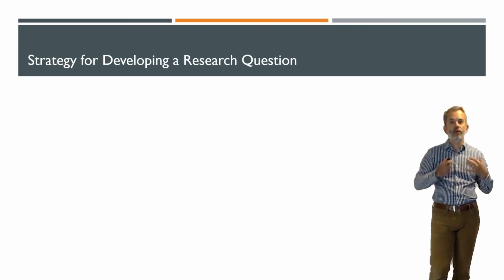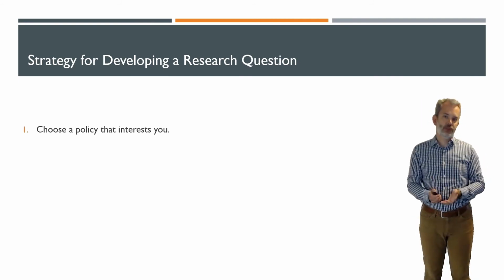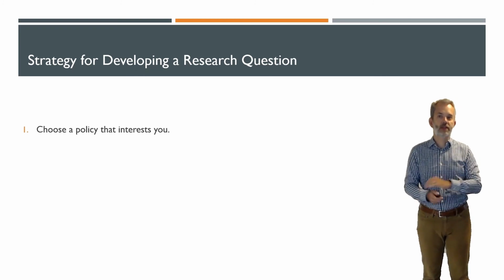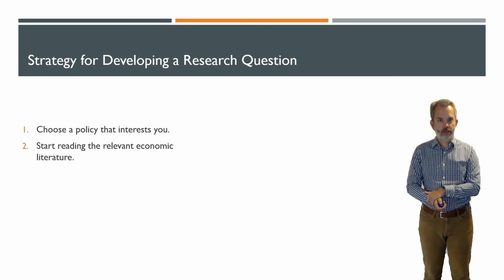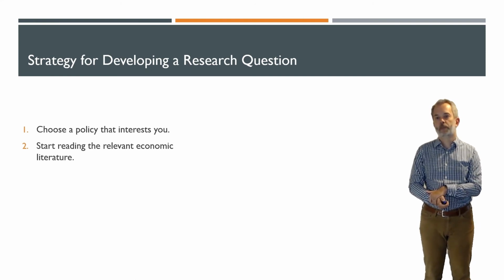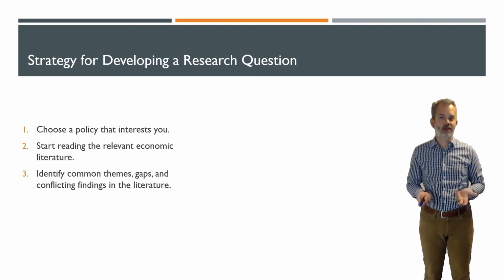Now, an overall strategy for developing a research question can really be broken into a handful of steps. Choose a policy that interests you, and you're going to be working on that over the next few weeks. Start reading the relevant economic literature. Next week we'll start doing that. And then identify common themes, gaps, and conflicting findings in the literature.